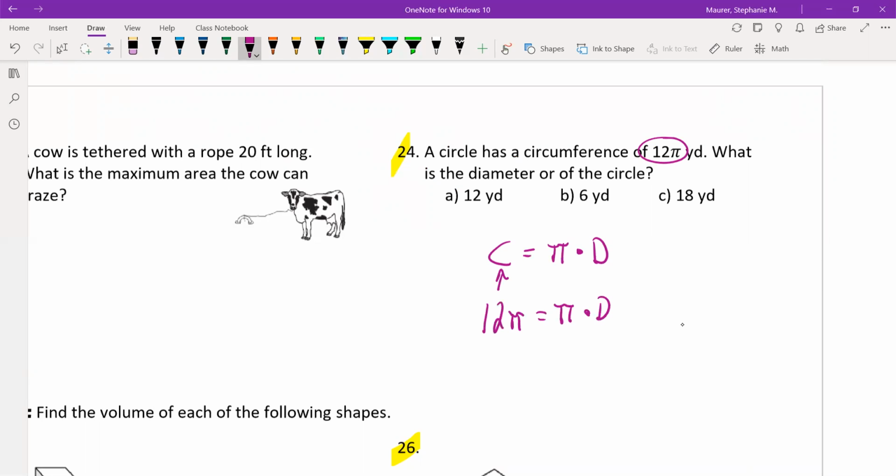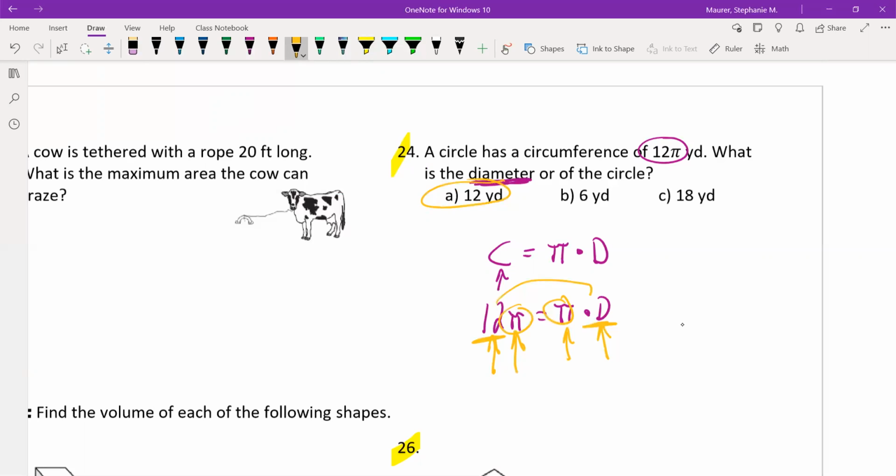So if circumference equals 12 pi, on the other side we have pi times diameter. They're asking us specifically, what is our diameter? Now you could solve this algebraically, or let's just look at this very closely. It says that we have 12 pi. So what number times pi would give us 12 pi? Well, the pi is already accounted for. So what number must be our diameter? 12 must be our diameter. So this one doesn't require any solving when they give it to you like this.